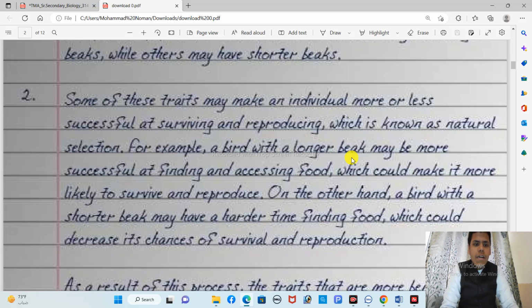Number 2. Some of these traits may make an individual more or less successful at surviving and reproducing, which is known as natural selection. For example, a bird with a longer beak may be more successful at finding and accessing food, which could make it more likely to survive and reproduce. On the other hand, a bird with a shorter beak may have a harder time finding food, which could decrease its chances of survival and reproduction.